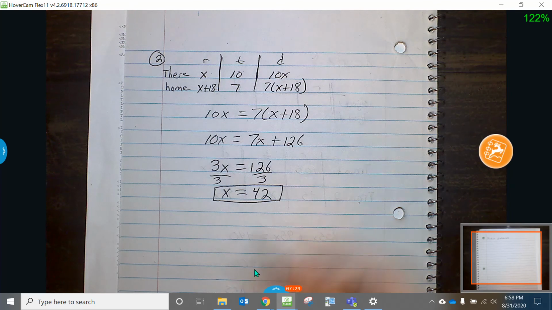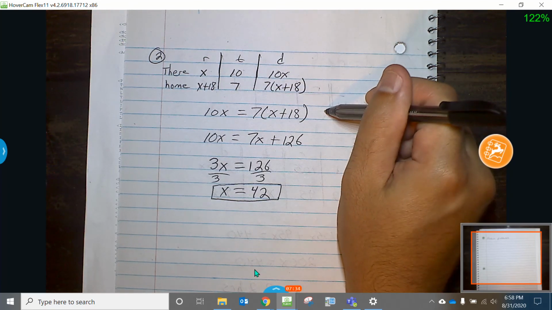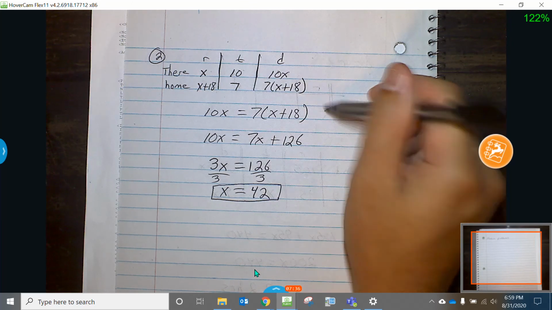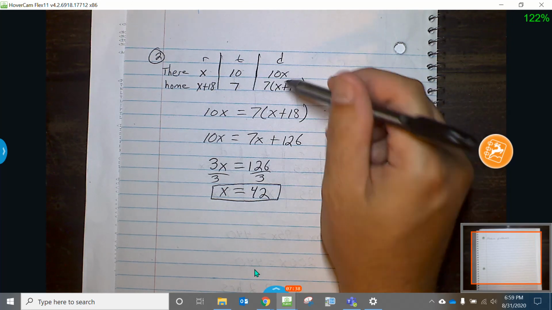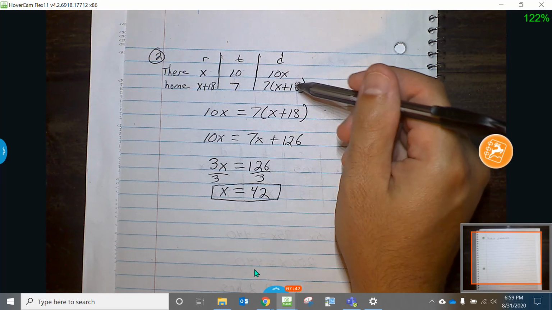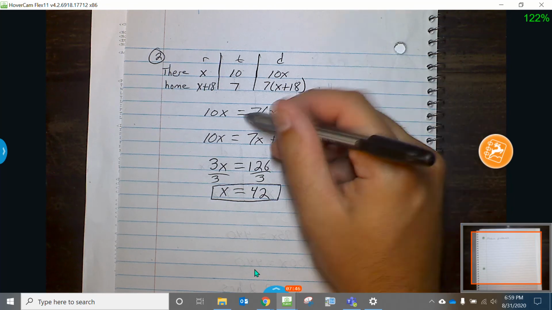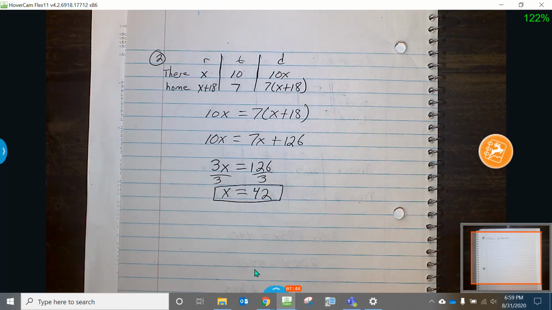So with the train ones, they were moving towards each other. We added these two to equal the total distance, but they gave us the total distance. Here, there was no distance because driving to a place and driving home, theoretically, in an ideal world, are exactly the same amount of distance. So you just set these equal and solve.